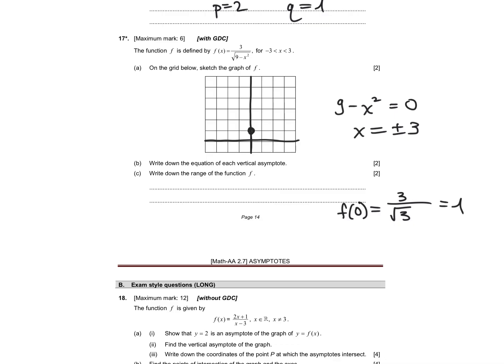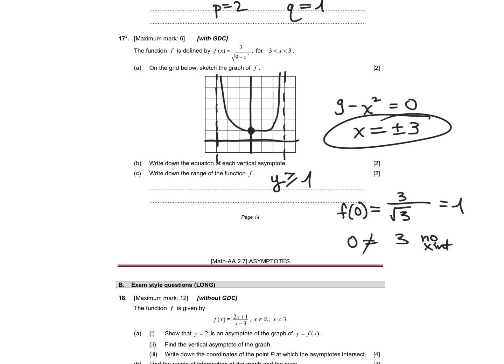And there is not going to be an x-intercept, because if you did 0 equals 3, that's not working. So no x-intercept. And we have our vertical asymptotes here at -3 and +3. And then when you graph it, you can see that it's going like this. It's kind of looking like a weird parabola. The range is clearly y is greater than or equal to 1. And I already did the equation of each vertical asymptote.